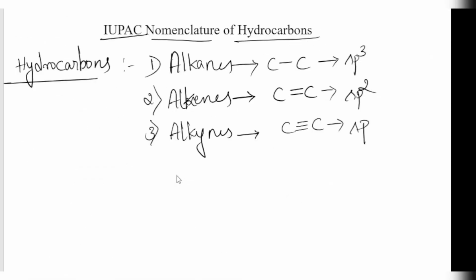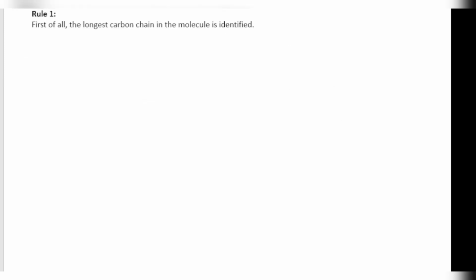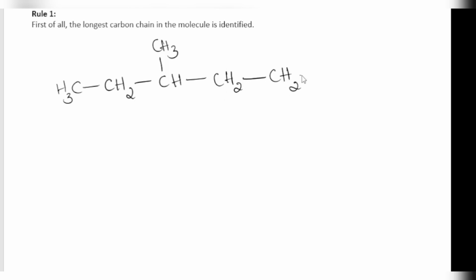Now I will discuss the rule on which basis we will give a name for a molecule. This is the first rule. First of all, we have to identify the longest carbon chain in a molecule. Suppose I take an example like here CH3, CH2, CH, and here CH3 is there, and here CH2. Further I have CH2 and CH3. Suppose this is the molecule.